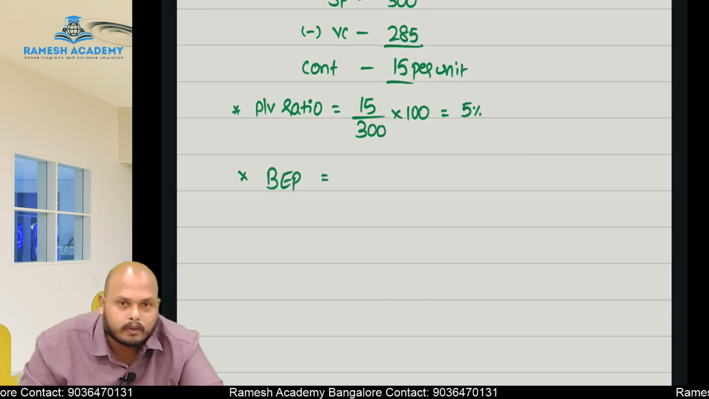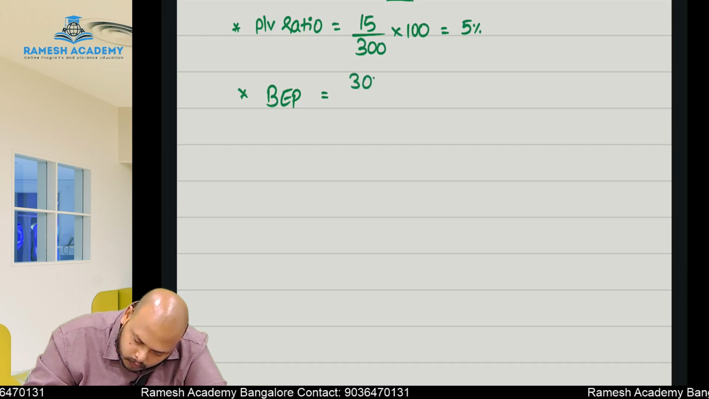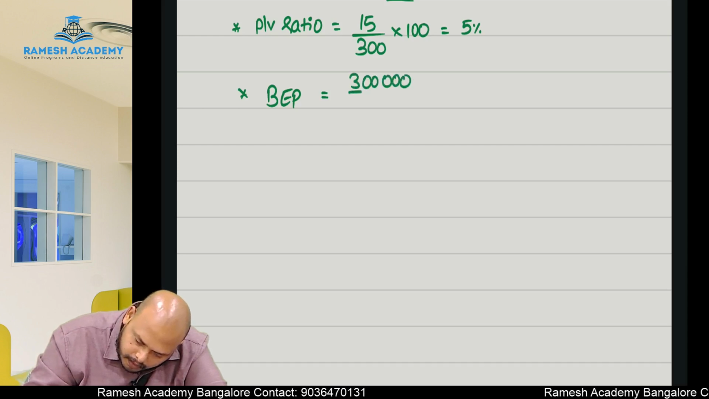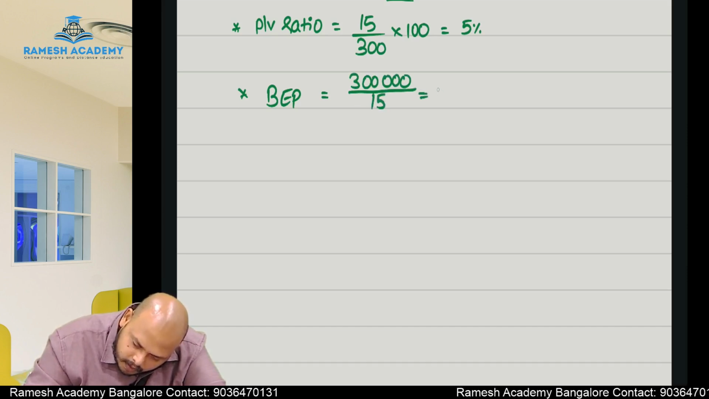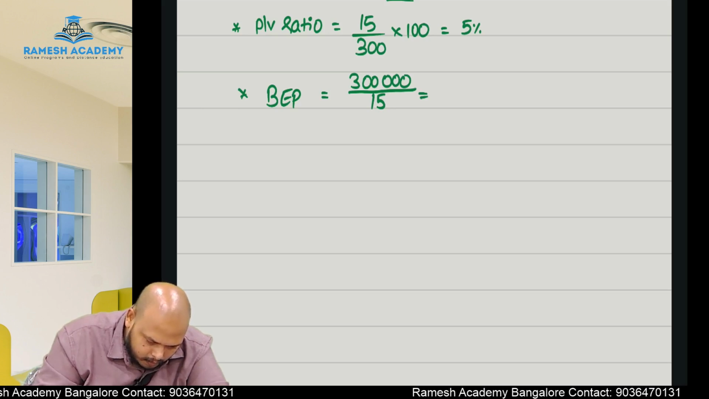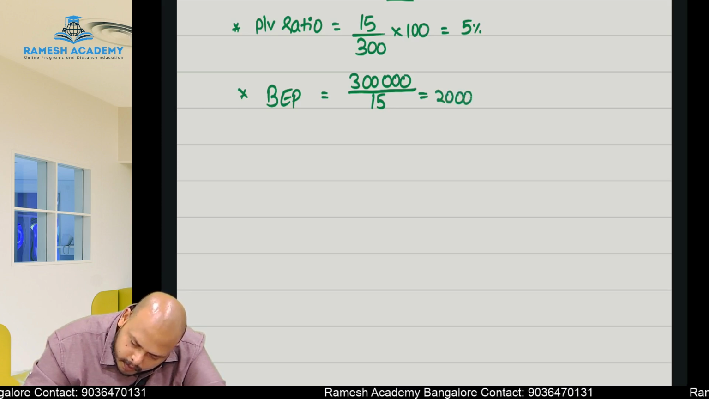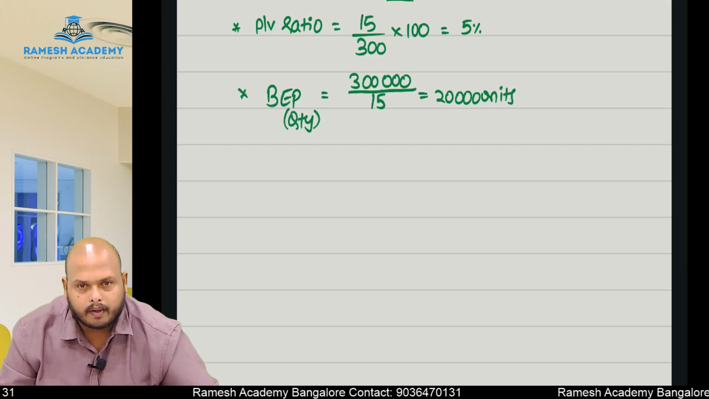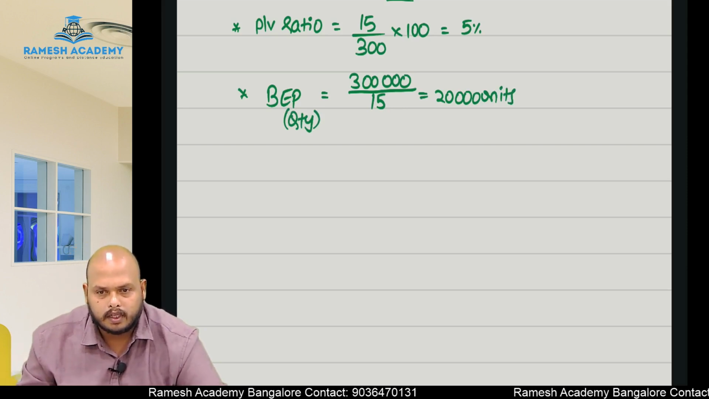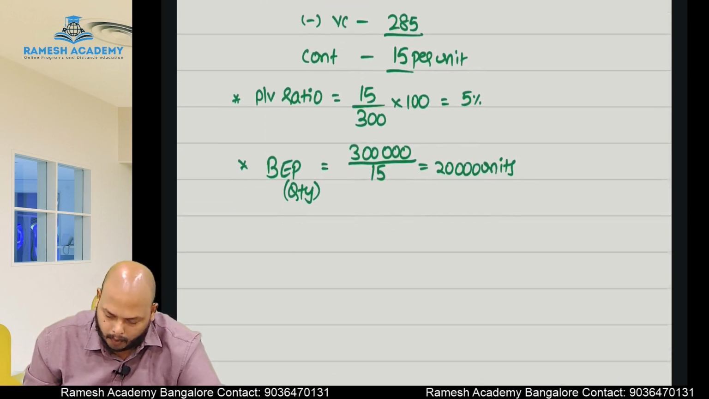Break even point is equals to fixed cost. What is the fixed cost? 3 lakhs divided by contribution per unit. What is the contribution per unit? 15. So 3 lakhs divided by 15. So break even point is equals to how many units? 20,000 units. Break even point quantity is equals to 20,000 units. So we got the PV ratio, we got the break even point also.